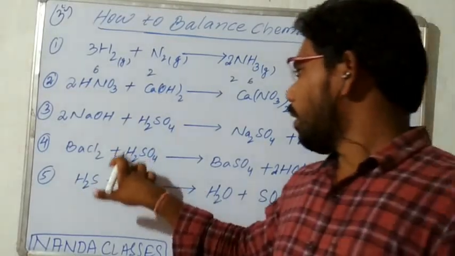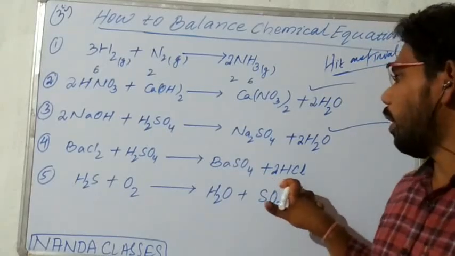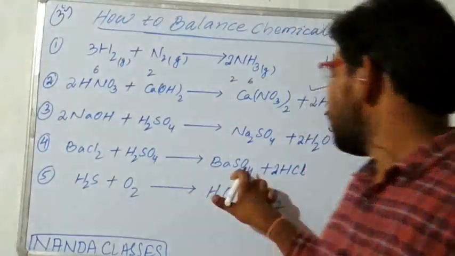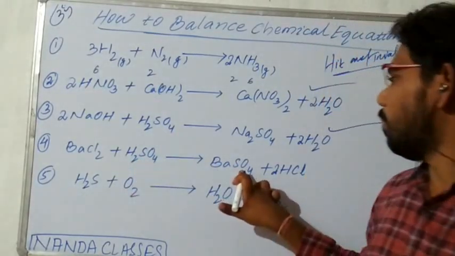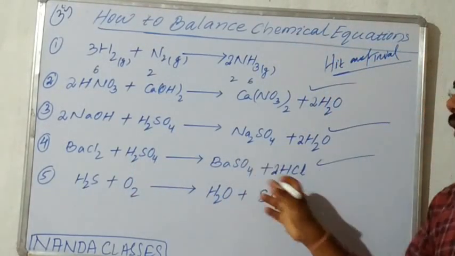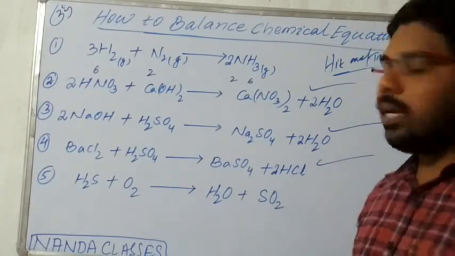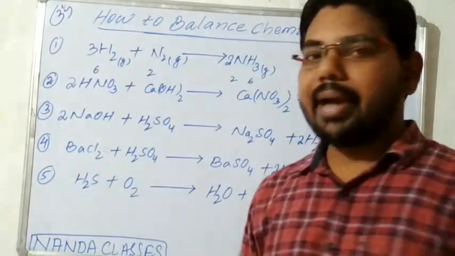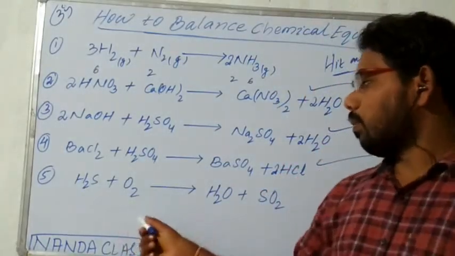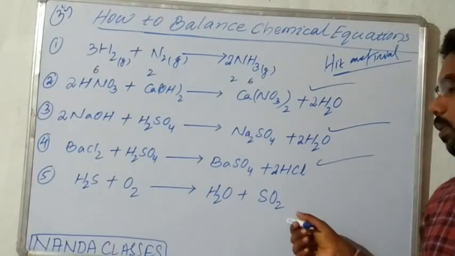Next, hydrogen: H2 means 2 atoms, and the products also have 2. Sulfur is 1, sulfur also 1, oxygen 4, oxygen 4. Now all individual elements have equal atoms, so this is balanced. Another example we have to discuss is H2S, hydrogen sulfide, plus O2 to form H2O plus SO2.